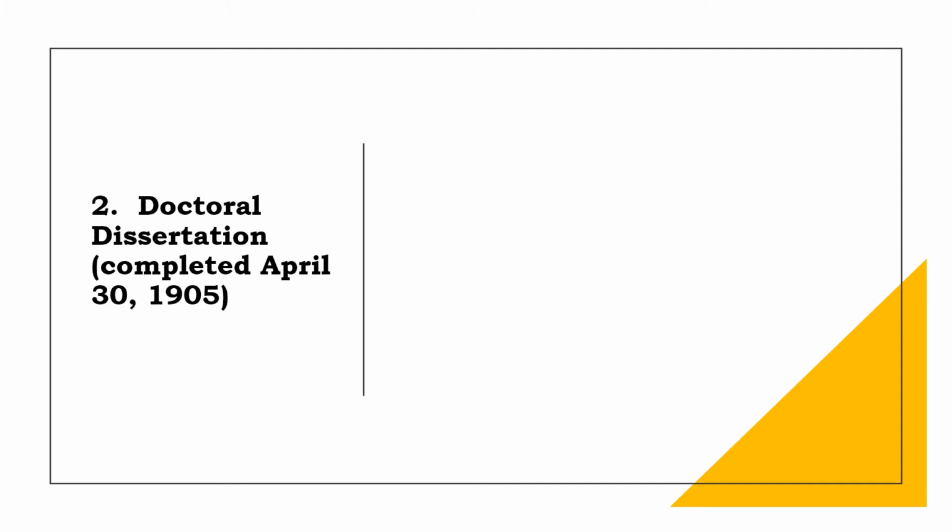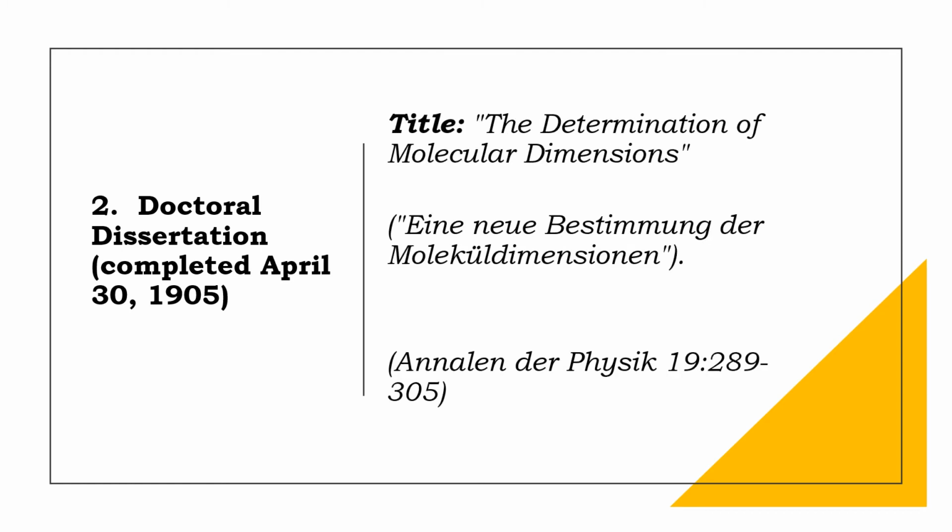The second paper that he published in that year was his doctoral dissertation, which was completed on April 30, 1905. The paper was entitled The Determination of Molecular Dimensions. This was submitted to the University of Zurich on July 20, 1905. A somewhat different version was submitted to Annalen der Physik on August 19, 1905 and published in 1906.